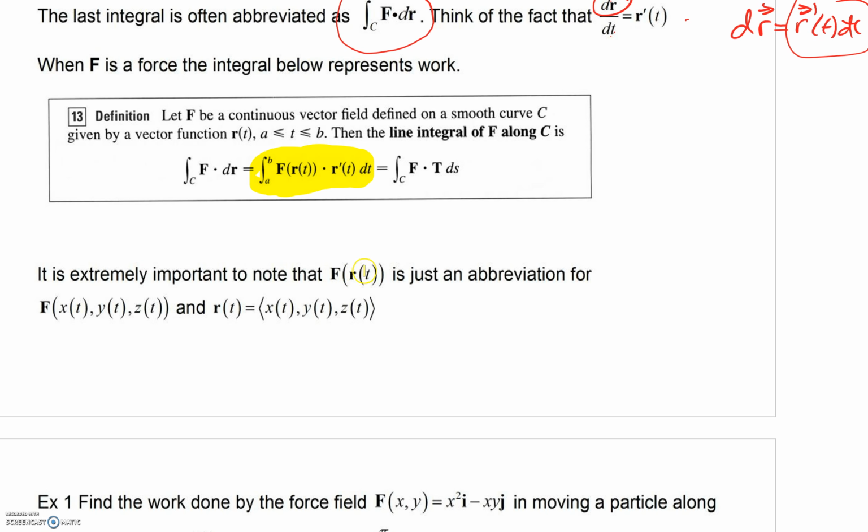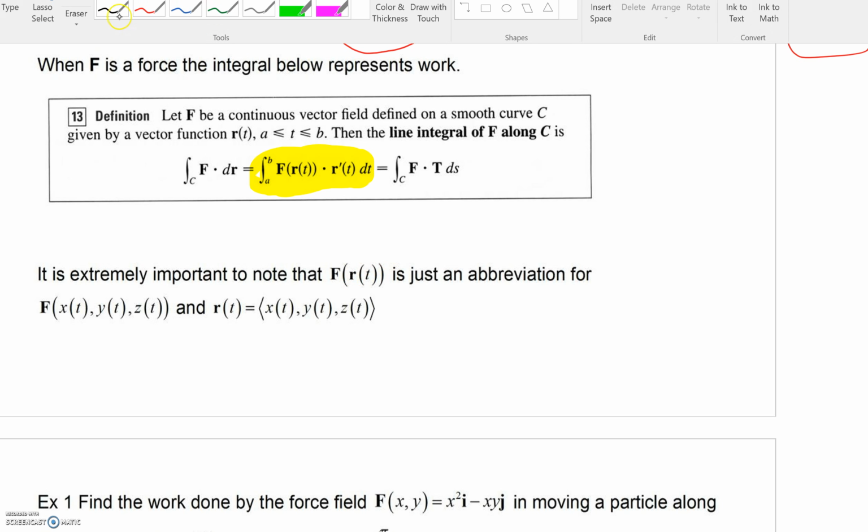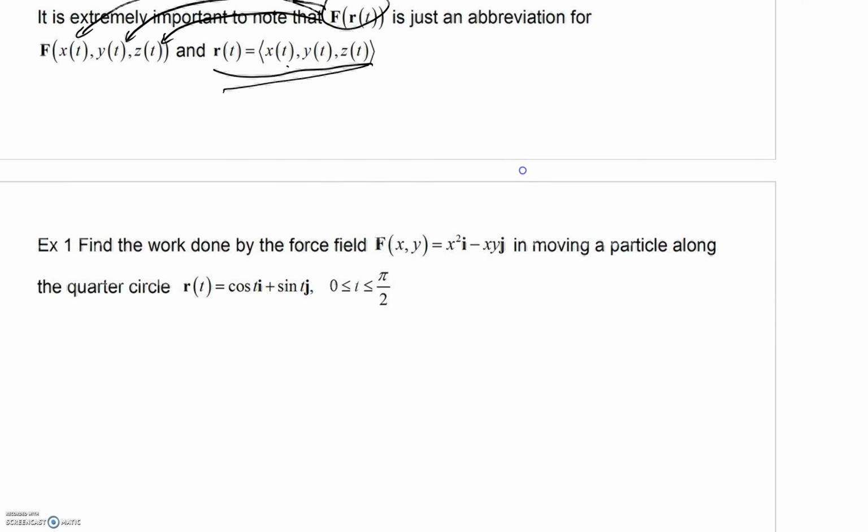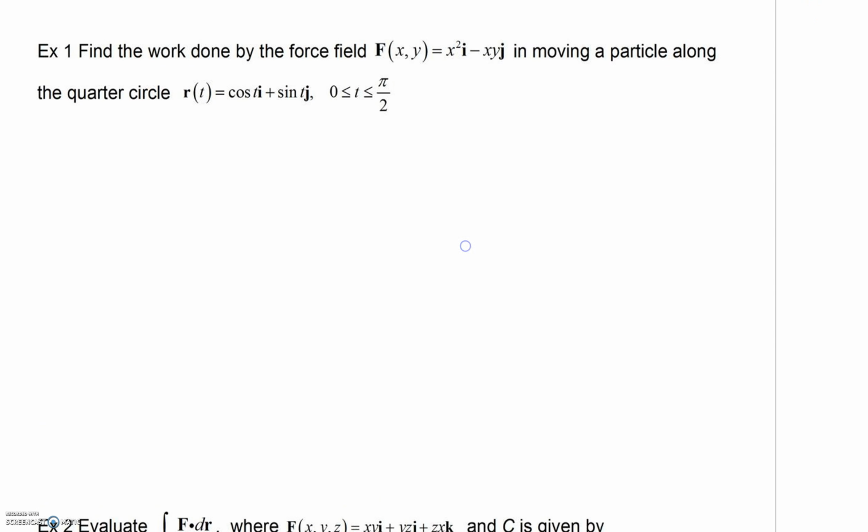It's very important to remember, too, that when you see that f of r of t right here, all it's saying is that f vector function plugging in the parametric form for our curve, where r has a parametric form to it. So x is a function of t, y is a function of t, z is a function of t. We're going to substitute all of those into our force vector function. So let's actually get started and do some work together right now.